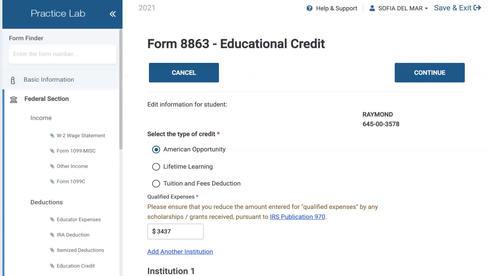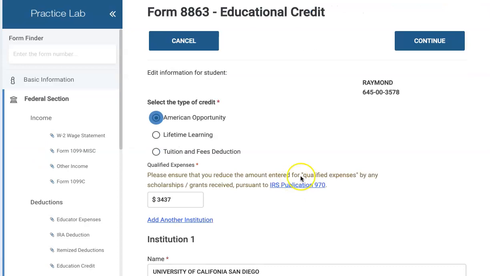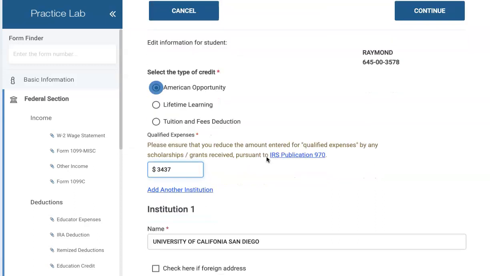So if you went to deductions and credits, then education credit, 1098-T, which is the form that would trigger you to look for an education credit, you'll arrive at the Form 8863 page. So there are some issues with this form as implemented in TaxSlayer. First, tuition and fees deduction is not available in tax year 2021, so that shouldn't be there.